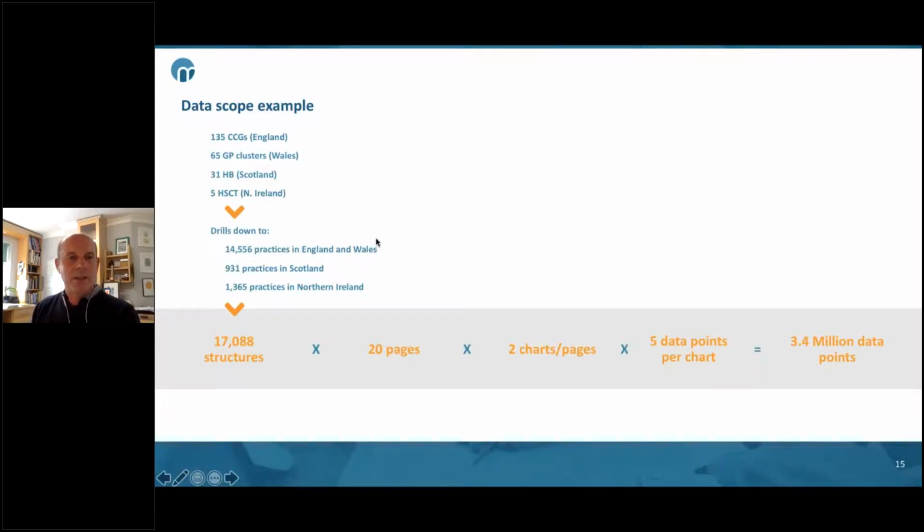Many thousands of practices in England and Wales and so on. So we can see the number of structures that this could amount to, approaching 20,000, just over 17,000 in this example. And if you think about that times the number of pages in a tool, let's say on average 20 pages, and conservatively, if we're thinking about 3 charts-ish per page, and maybe 5 data points per chart, again, we're just taking some averages here, you can end up multiplying all this together and ending up with an enormous data set, 3.4 million data points for 20 pages worth of charts. Really? Well, yes, it can get as big as that.